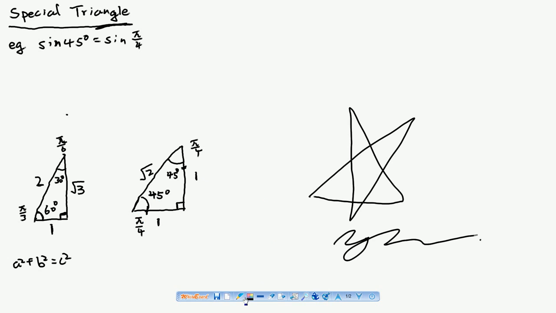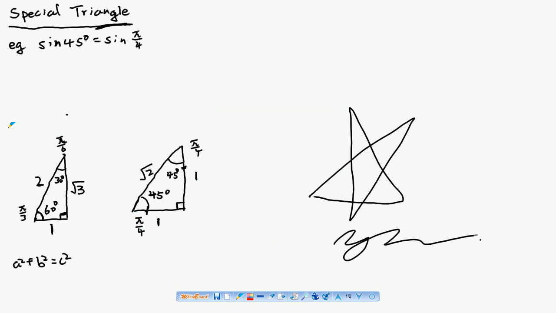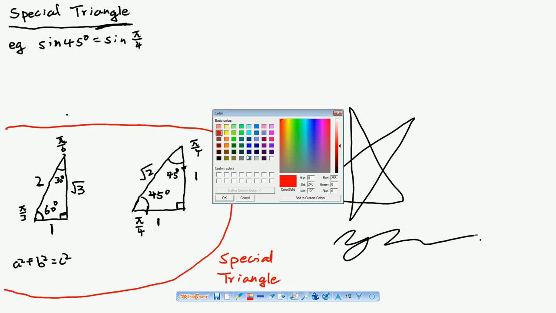This is basically your special triangle. And luckily, there are only two of them.